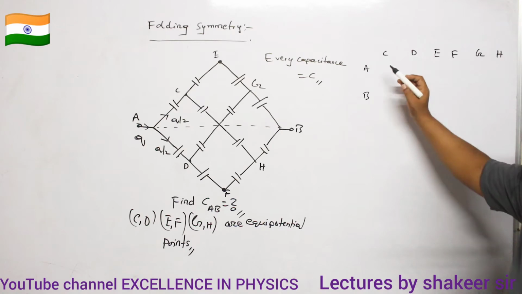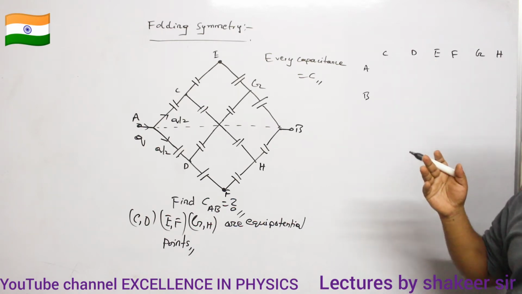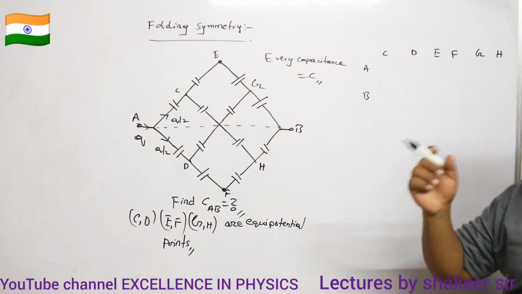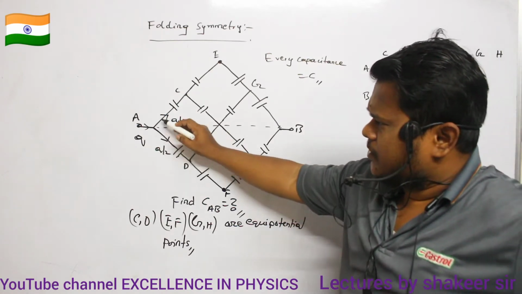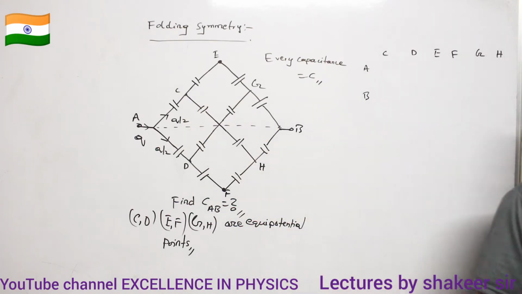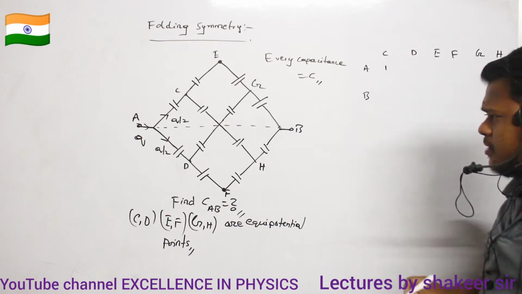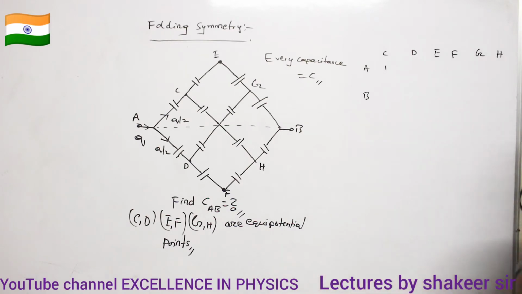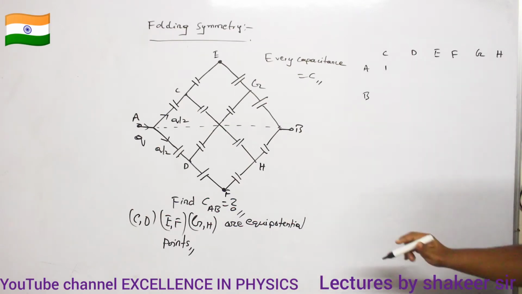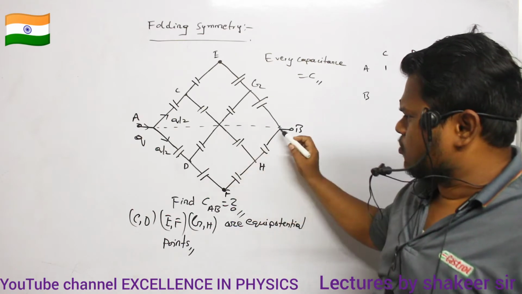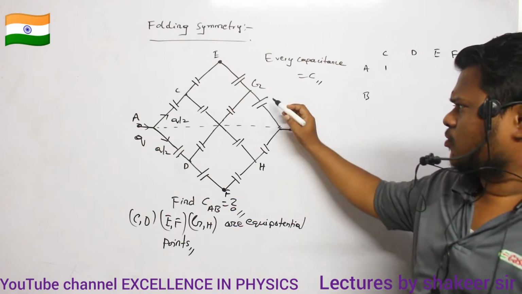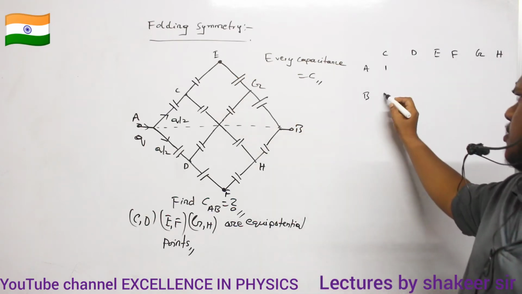In traveling from A to C, you select the shortest path of capacitors. How many capacitors are there? One capacitor, so write one here. Similarly, in traveling from B to C, you select the shortest path. From B, you can travel like this also: 1, 2, 3, 4, 5, but this is not the shortest path. The shortest path is 1, 2 and 3. So you write 3 here.